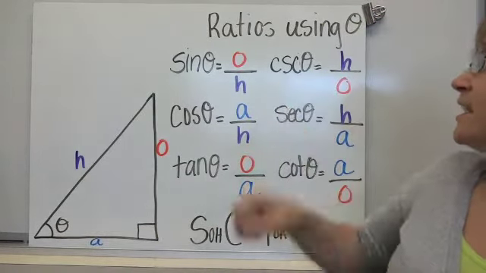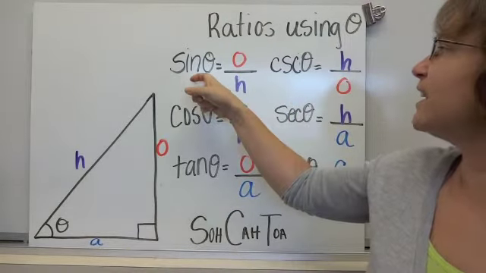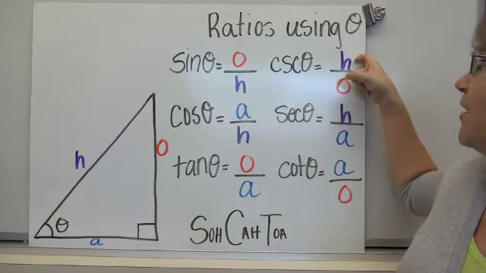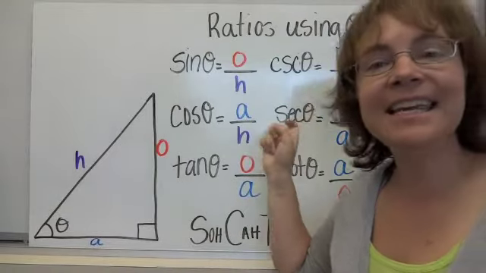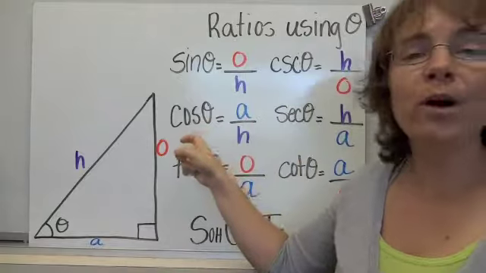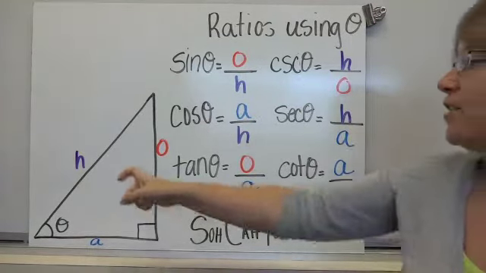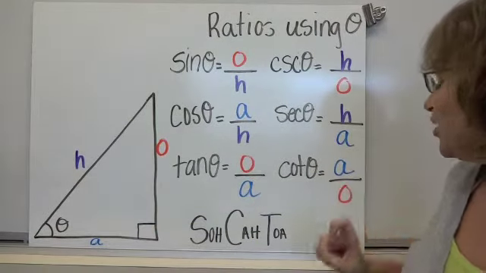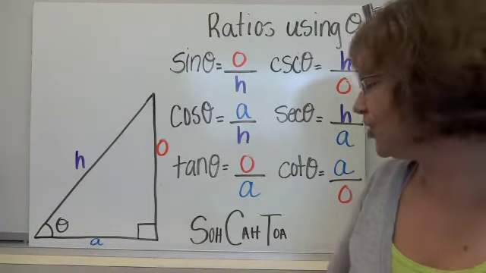Now, cosecant is actually just the reciprocal of sine of theta. So cosecant is the hypotenuse over the opposite side. Secant is the reciprocal of cosine, or 1 over cosine. So we can think of that as the hypotenuse over the adjacent. And cotangent is adjacent over opposite, which is just the reciprocal of tangent.